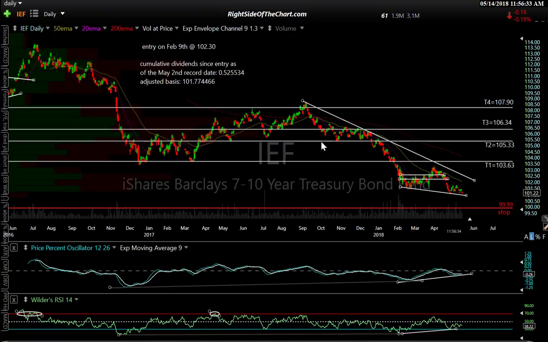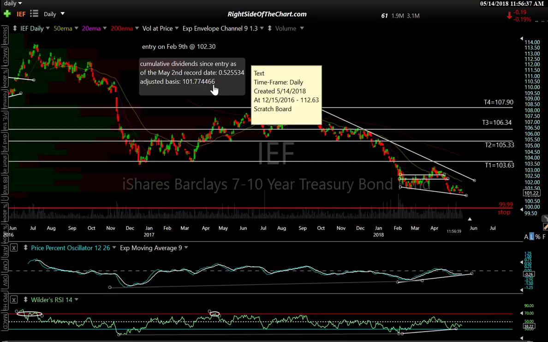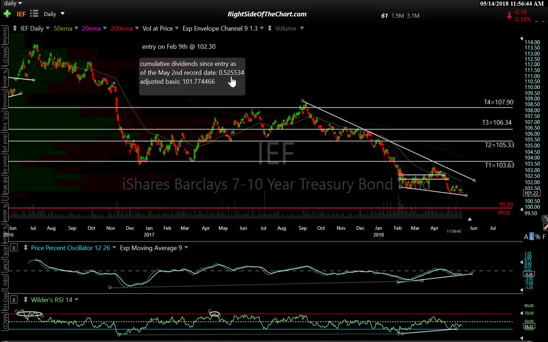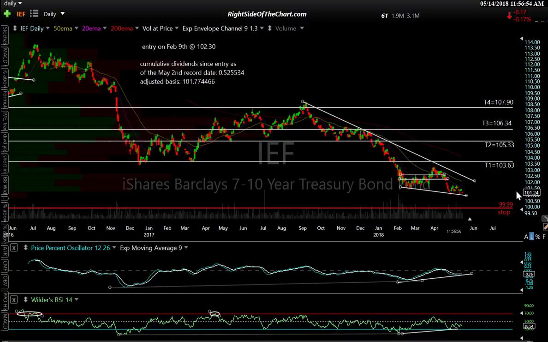IEF, this is still an active trade. We entered this back on February 9th at 102.30. So far, it's paid out a total of 3 dividends. It pays out every month. So we've received over 52 cents in dividends, thereby adjusting our cost basis down from 102.30 to 101.77. So we're slightly underwater. Even though TLT hit that final target, I had some larger swing targets here on IEF, and I still like this one.